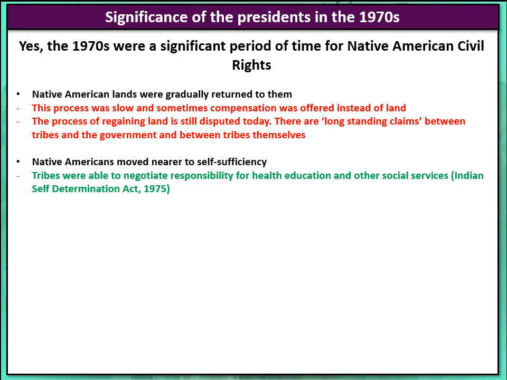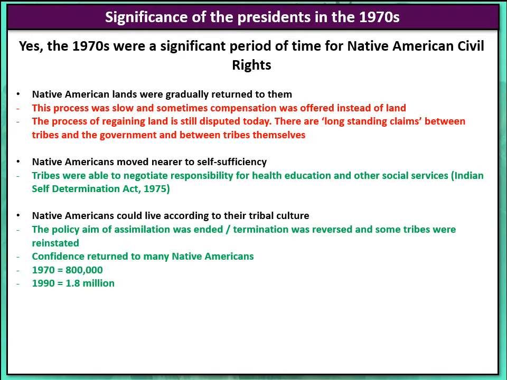A second argument is that Native Americans moved nearer to self-sufficiency because of the 1970s. Tribes were able to negotiate responsibility for health, education and other social services, as said in the Indian Self-Determination Act of 1975. This makes the 1970s a significant period.